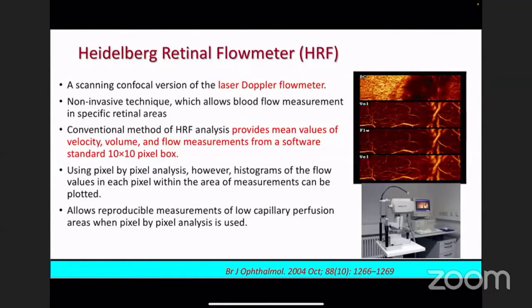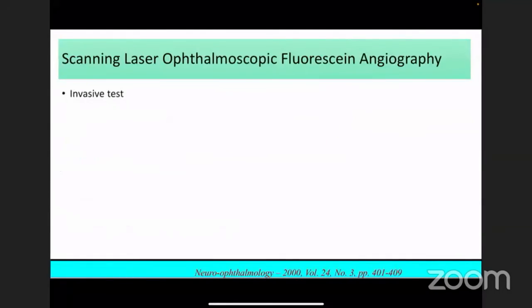Heidelberg retinal flowmeter is another technique which provides mean values of velocity, volume, and flow measurement from a software of 10 into 10 pixel box, but then it is a costly modality and not widely available.